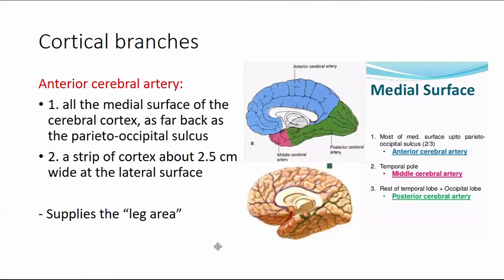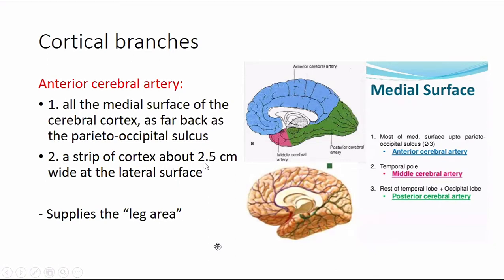Now, for the cortical branches of the anterior cerebral artery, you have this picture in your book, on page 478. The blue one is the anterior cerebral artery. The cortical branches supply the medial surface of the cerebral cortex as far back as the parieto-occipital sulcus. This is the medial cortex. This is the parieto-occipital sulcus, which divides the parietal lobe from the occipital lobe. This is the demarcation, and a strip of the cortex about 2.5 cm at the lateral surface.